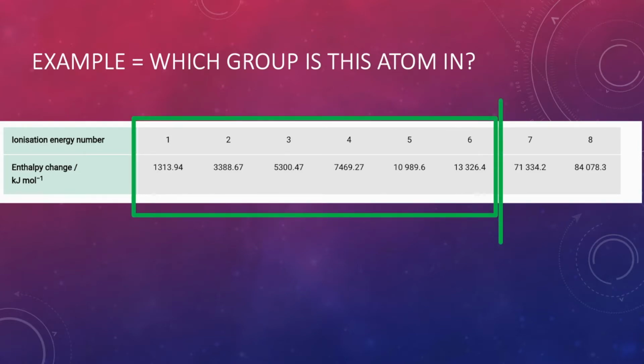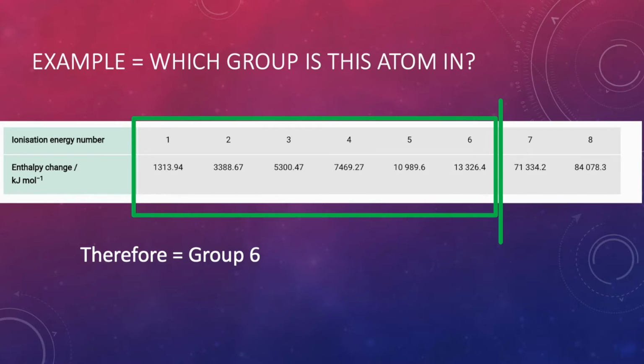We go from 13,326.4 to 71,334.2. So that's a huge jump between the 6th and the 7th, and so that is where we're changing shells. So I've got 6 electrons in the outermost shell, those are the ones I remove first, and therefore my element is in group 6.